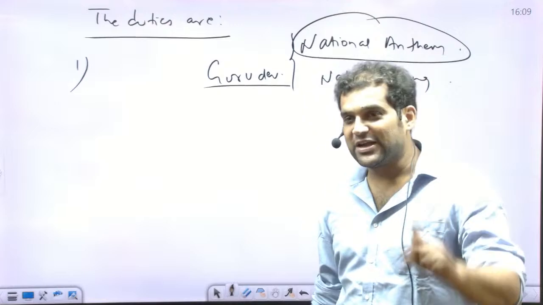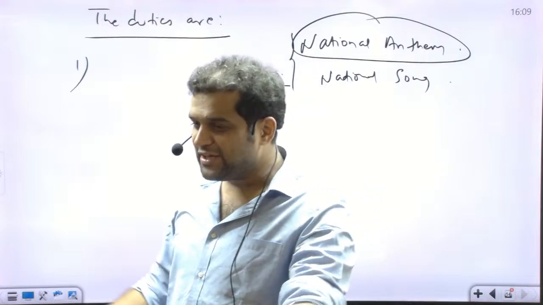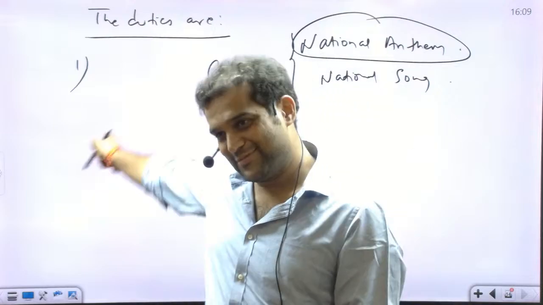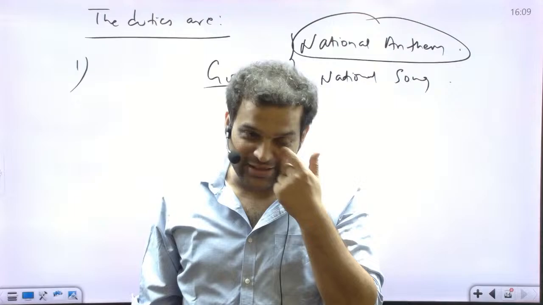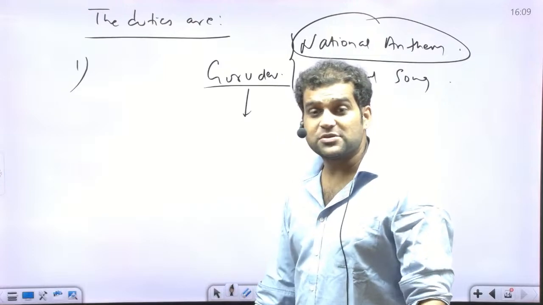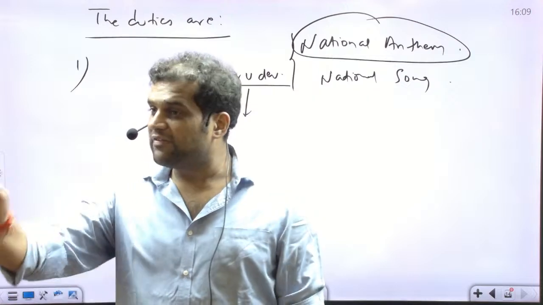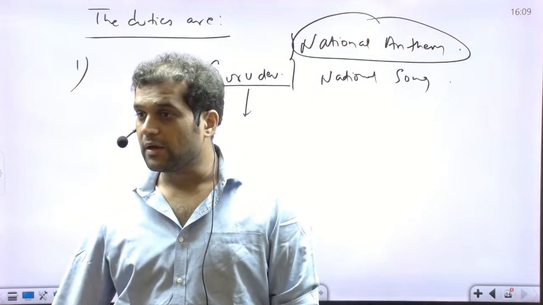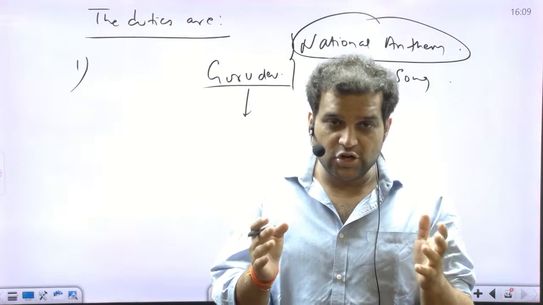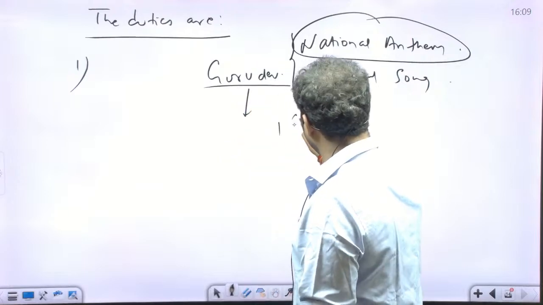Who called Rabindranath Tagore Gurudev? Gandhi called Tagore Gurudev. And who called Gandhi Mahatma? Tagore. Gurudev Rabindranath Tagore also happens to be the first non-white, the first Asian to ever win the Nobel Prize. Did you know this? He won the Nobel Prize in 1913.